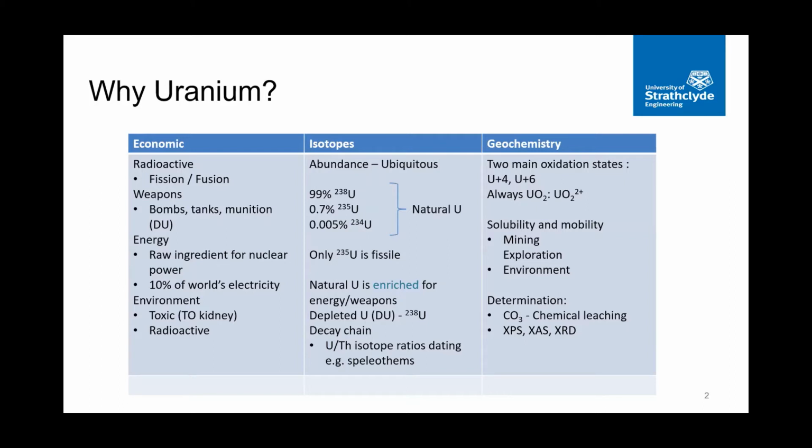In the environment, there are two main oxidation states we're interested in: the reduced state, uranium-4, and uranium-6. We do have a uranium-5, which is an intermediary, but it's pretty hard to detect and work with, so for the purposes of detection techniques, I'm going to apologize and leave that out of today's talk. We're concerned with solubility and mobility. Uranium exists as oxides in the U4 state and as U6 in the 2+ state. It's useful to understand mining, exploration, and the environment. To determine the oxidation state, we can use chemical leaching by means of hydrogen carbonate chemicals, or we can look at X-ray techniques like XPS, XAS, and XRD.